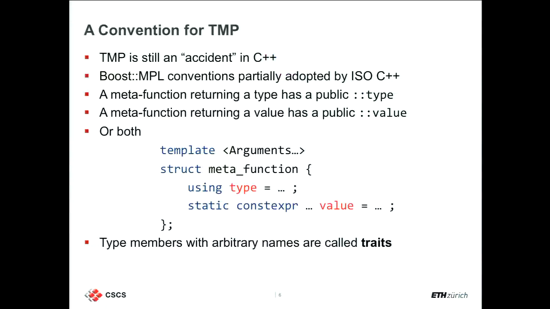So the convention I was mentioning is that a meta function is a class or a struct which defines publicly a nested type named type, or a nested compile time available constant, a static const called value. So for instance, I have a meta function here that has a using type equal to something and some template arguments. When I do meta function colon colon type, I get the type that is the result of that function. If I do meta function colon colon value, I get the value out instead of a type.